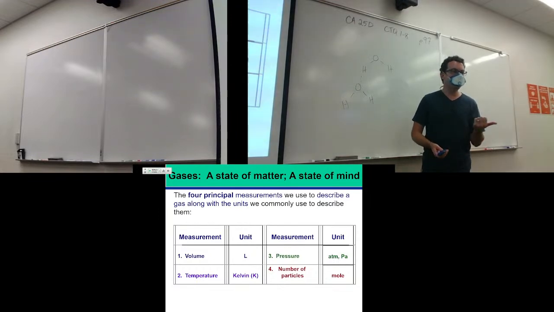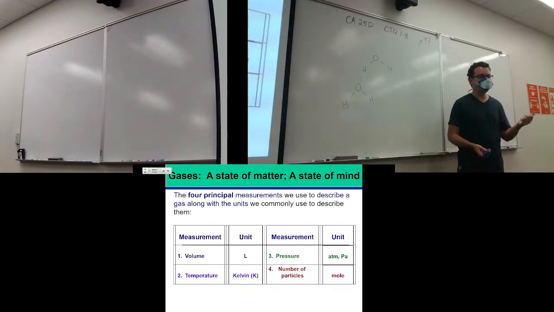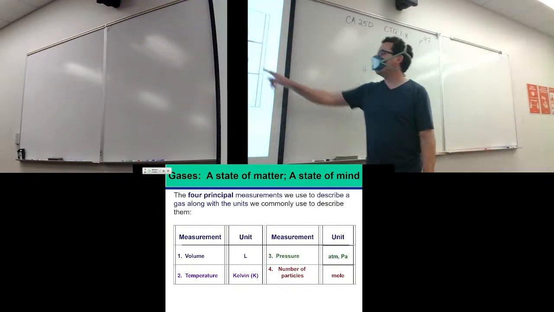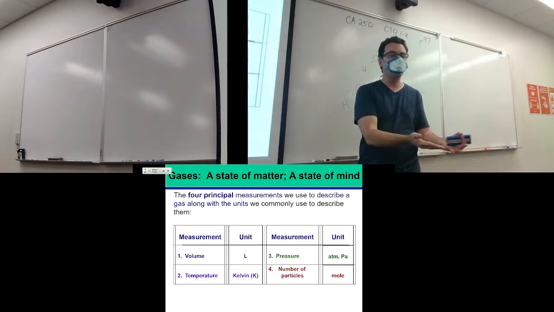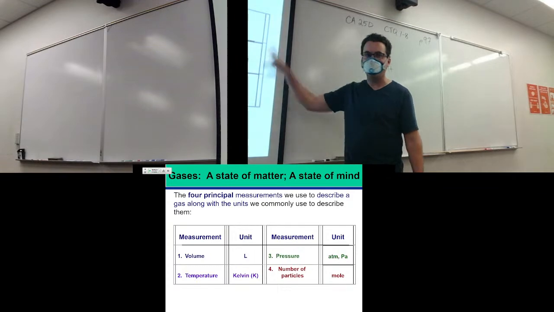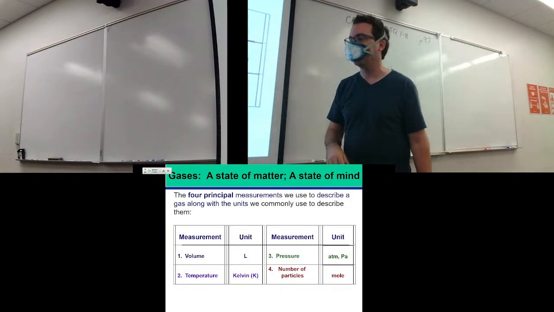We like to use atmospheres a lot because it's nice and easy to understand. What atmosphere, that's what we like. But the SI unit is the Pascal. So you'll see that. You'll see millimeters of mercury. You'll see a lot of different units. So get ready to be able to convert between them.